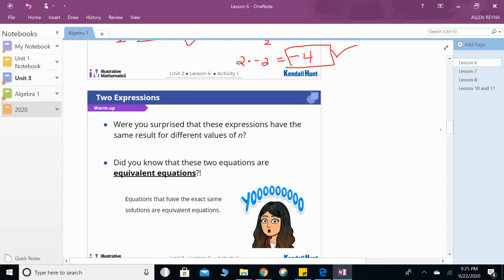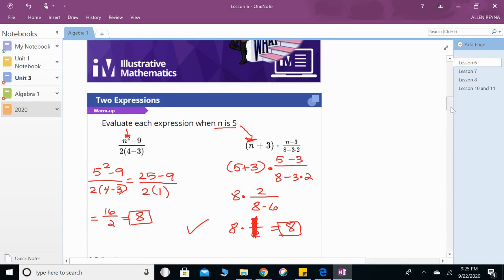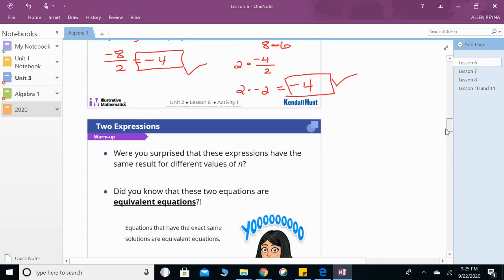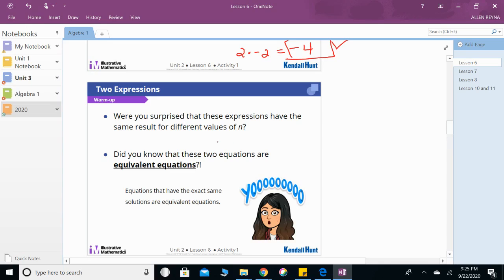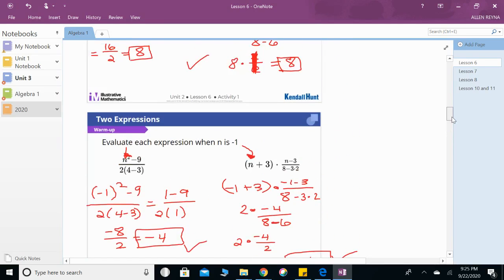So what does that mean? Were you surprised that these expressions have the same result for different n's? So the first n was 5, and we got the answer 8 for both of them. The second n was -1, and we still got the same answer for both of them. So what does that mean? That means these two expressions are equivalent, which means we can make it an equivalent equation.